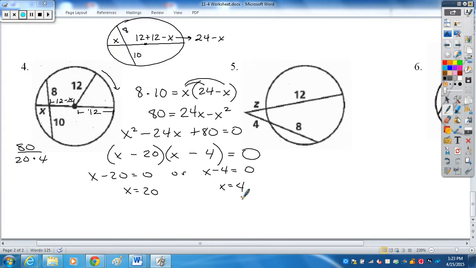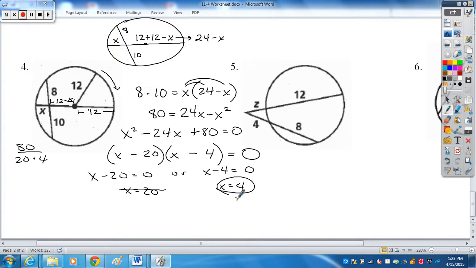Well, if you look up here, if this is 8 and this is 10, can this length be 20? Obviously not. Another way to justify that is this. If the radius is 12, can this portion of the radius be 20? Absolutely not. So we're going to get rid of that one, and that's going to be our length of x.